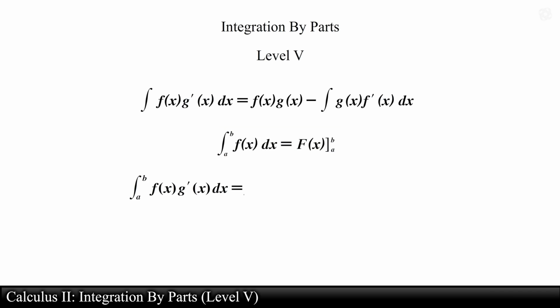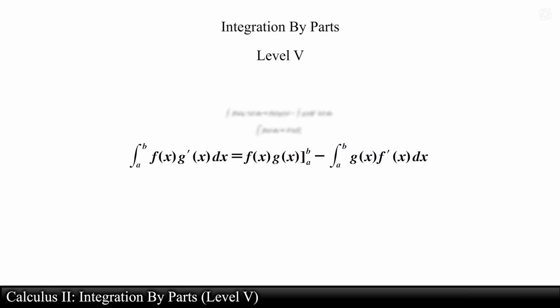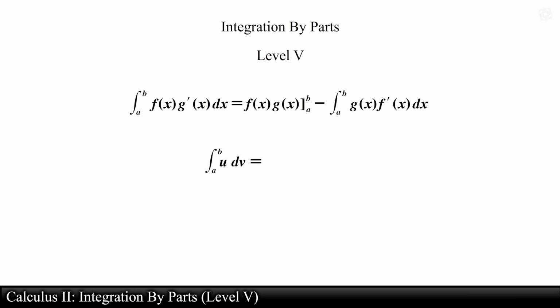The integral from a to b of f of x times g prime of x dx is equal to f of x times g of x evaluated from a to b minus the integral from a to b of g of x times f prime of x dx, or written in another form as the integral from a to b of u dv is equal to u times v evaluated from a to b minus the integral from a to b of v du. It's essentially the same idea. We find the integral or antiderivative of a function, and then we evaluate it using the limits of integration.